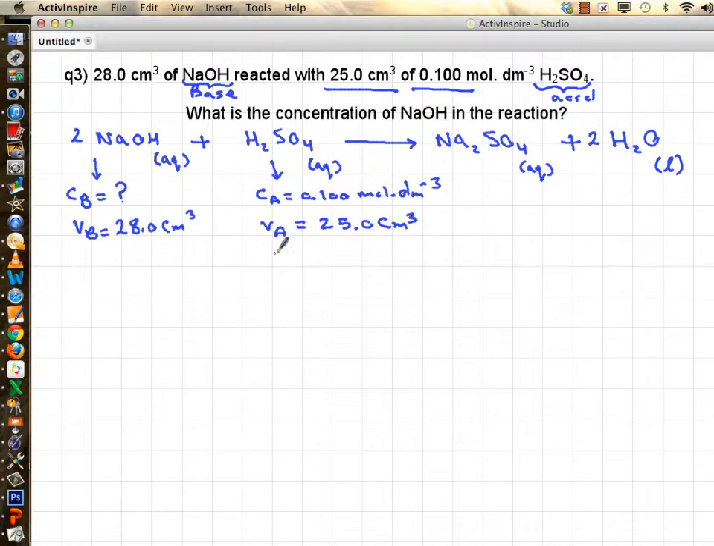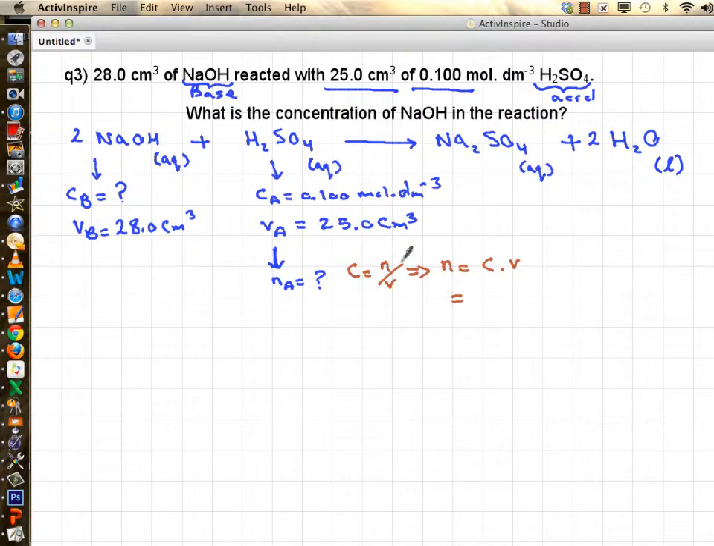Now, the first thing I'm going to do is find moles of my acid. So I'm going to find moles of acid, then I go after the balanced equation, find moles of base, then I'm going to just divide by volume and give you the concentration. So let's just do that. The first step is let's find moles of the acid. Now concentration is moles over volume. We agree on that. So moles is nothing but concentration times volume.